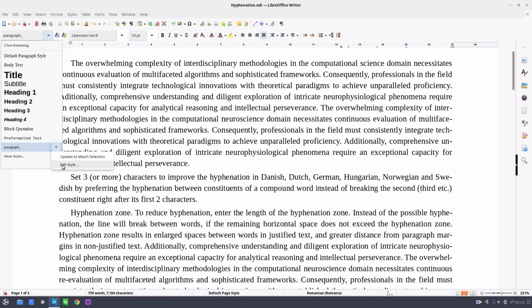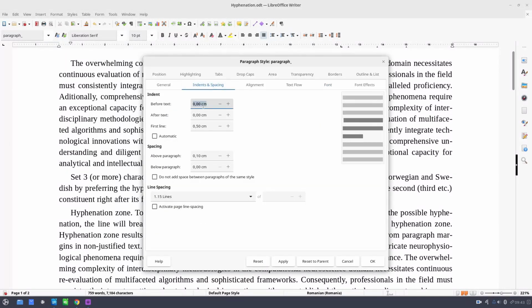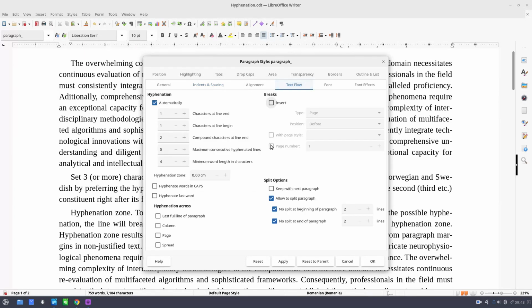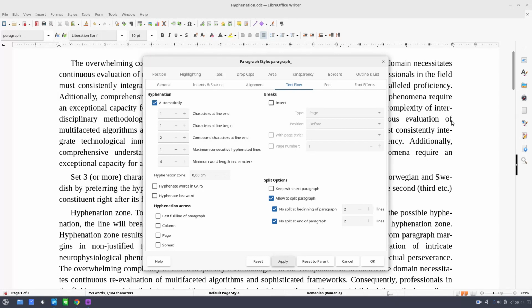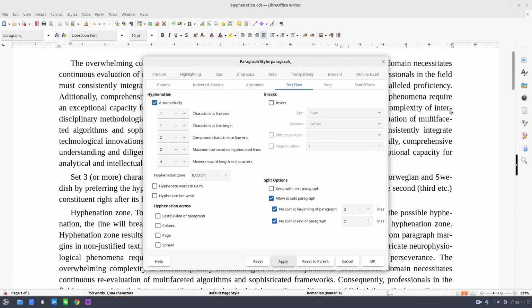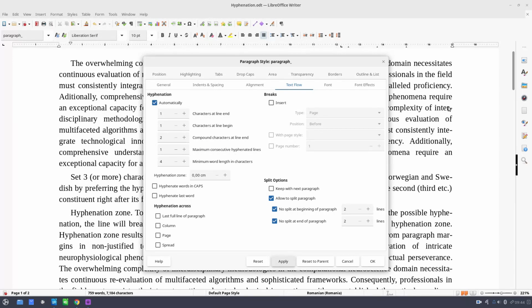So if I don't like to have every line like that, we can change it in text flow. Maximum consecutive lines, in this case with zero, it's not set. If I have one, one row is hyphenated, the next one is not, the next one is, and so on. If I have two, I can have two lines hyphenated, the next one not, and so on. So this is a rule you can apply. Maybe one, it's better to not have each line hyphenated one after another.